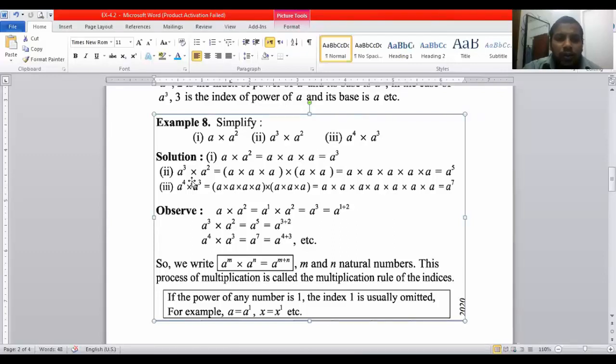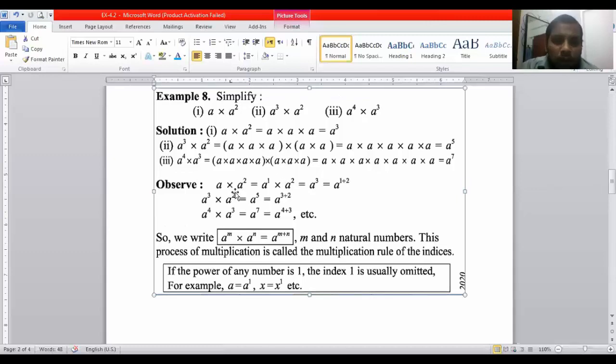Similarly, A cube into A square, it is number 2. A cube means A into A into A, and A square is A into A. So that means there are 5 A's multiplied together. So that's why it is A to the power 5. Similarly, A to the power 4 into A cube is A to the power 7. There is also another shortcut way: A into A square, at last it is A cube, and A cube into A square, at last it is A to the power 5. A to the power 4 into A cube becomes A to the power 7.